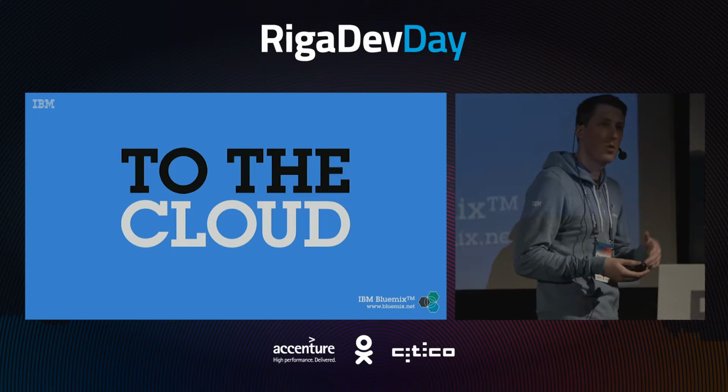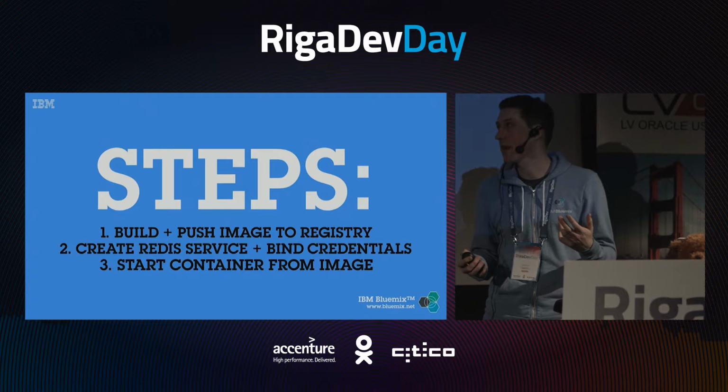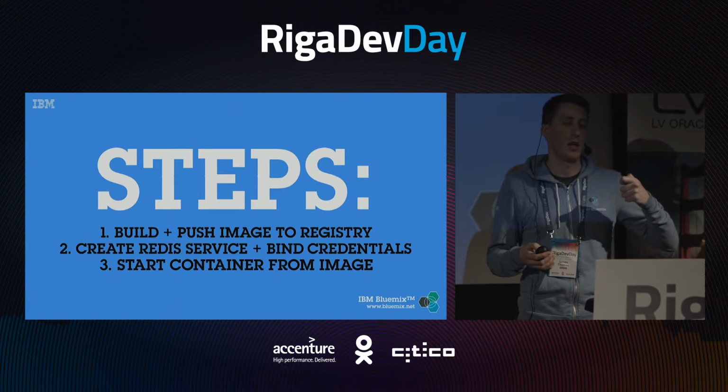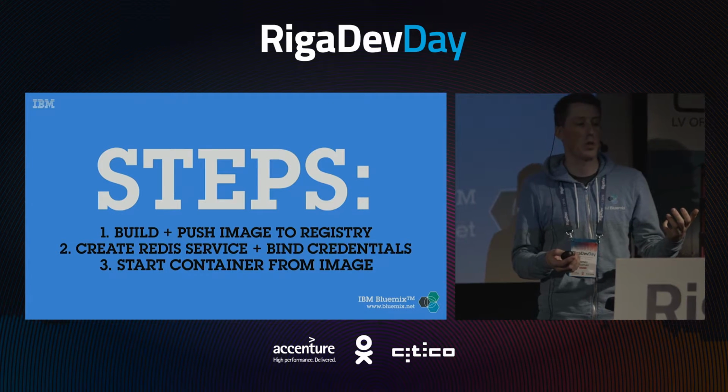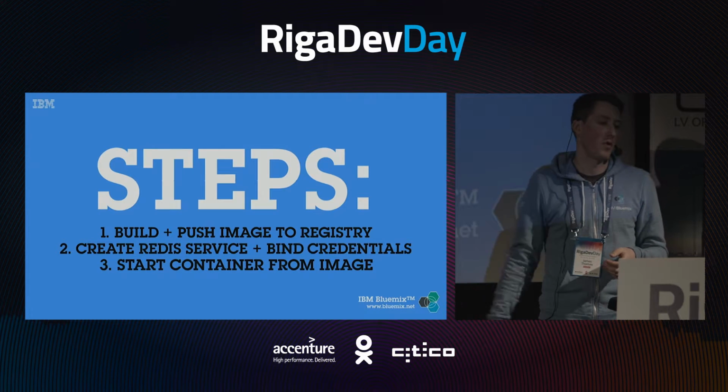Now, if you want to move your Docker image from running locally to running in the cloud, there's a couple of things that you need to do, right? You need to be able to build your image and push that from running locally in your registry to the remote third party.